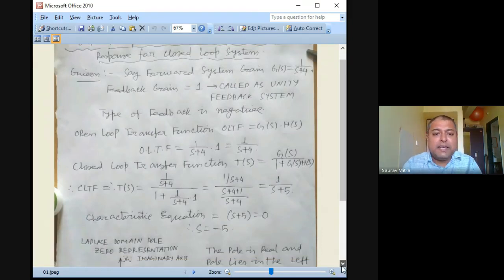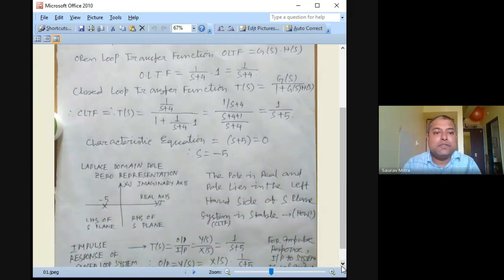Now what we are finding is the OLTF, open loop transfer function. Just multiply G(s) and H(s). G(s) is 1 by s plus 4, H is equal to 1. So the OLTF, sometimes also called the loop transfer function, is 1 by s plus 4. This has no physical significance in a control system, but it has significance while analyzing, because just looking at the open loop transfer function, I shall be able to predict the stability of the closed loop system.